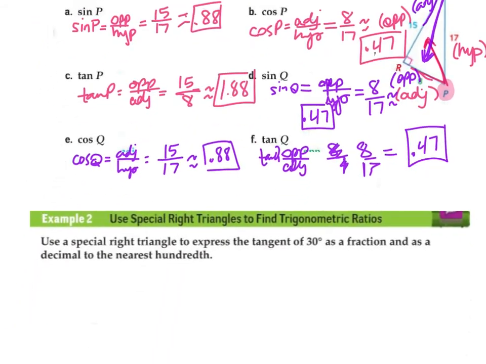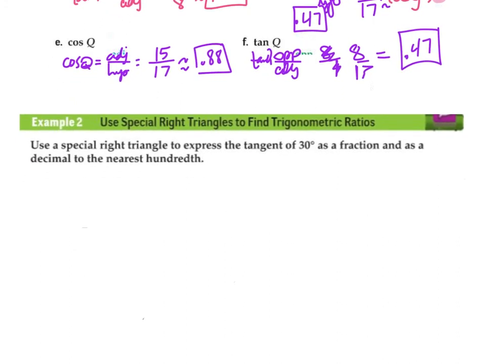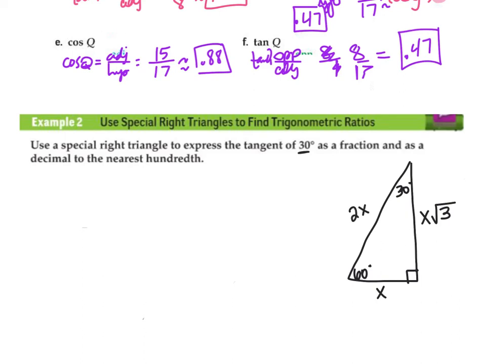One more thing before we go today. We're talking about special right triangles. Remember we learned about these last week, especially the 30, 60, 90. We have a 30-degree angle, and we're wanting to find that tangent. We know that in a 30, 60, 90, there are special relationships. Our short leg can be called x, our long leg is x times the square root of 3, and our hypotenuse is 2 times the length of the short leg.